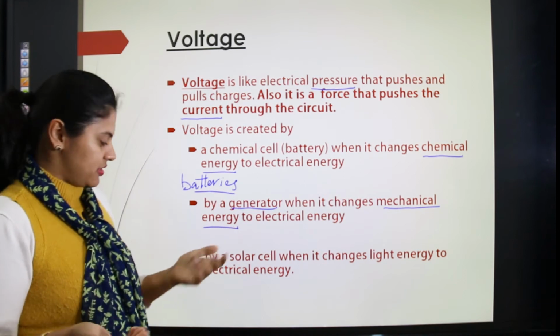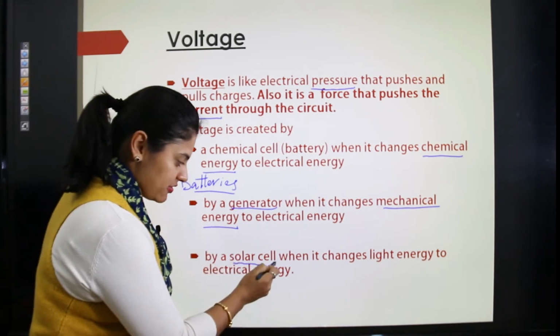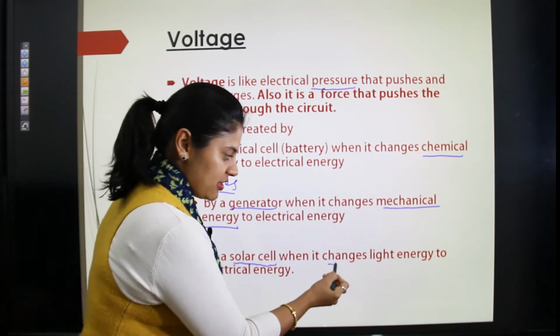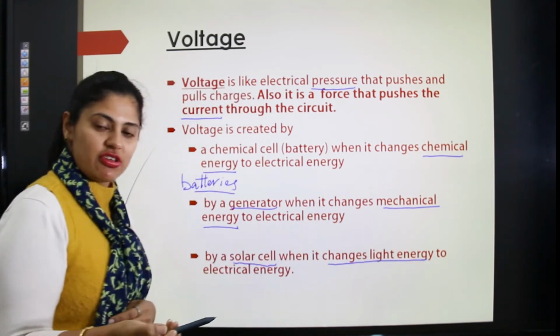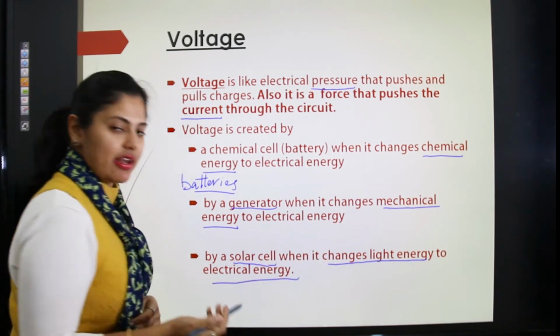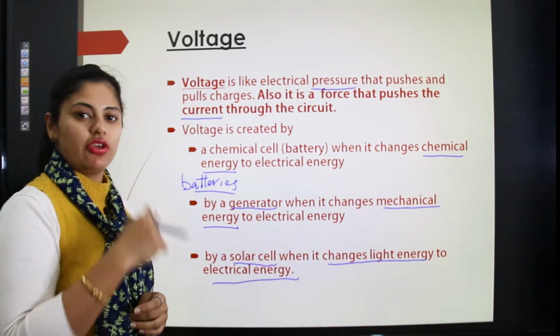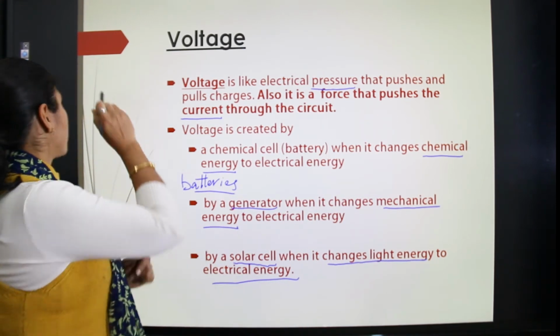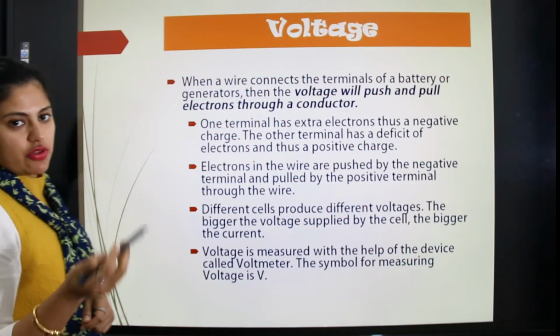It gives us light. So by the solar panels at home, when it changes light energy, the radiation coming from the sun, to electrical energy, the energy which is produced, which we use normally at homes or many other places. Okay. So those are the basic things about voltage.